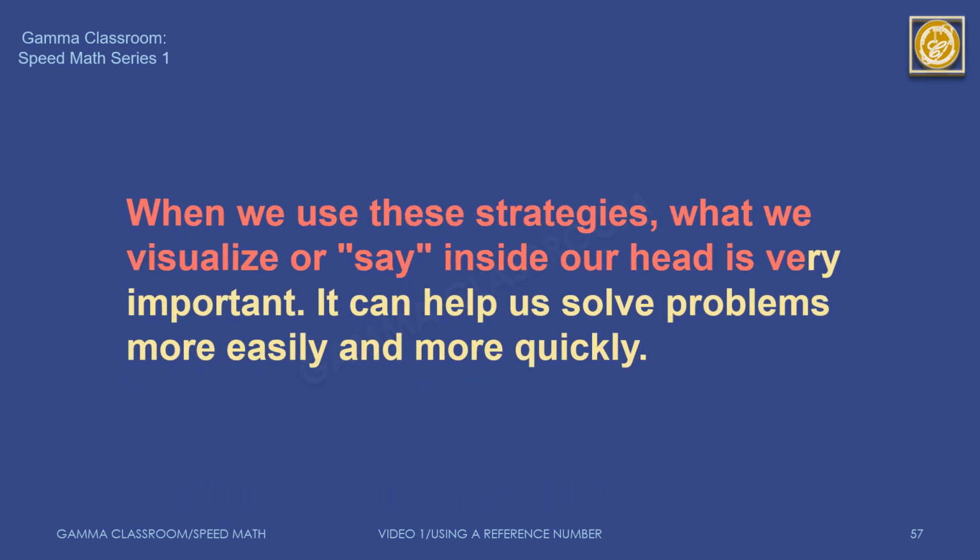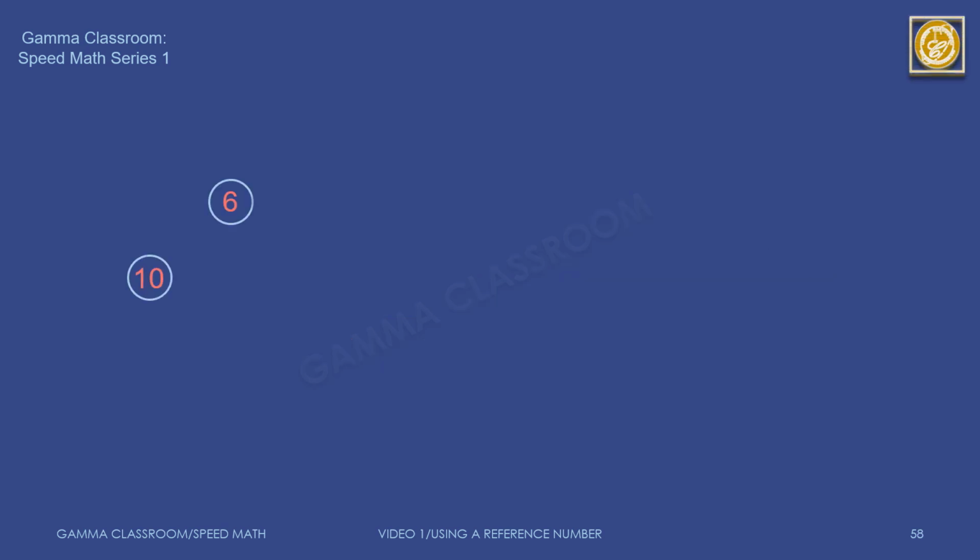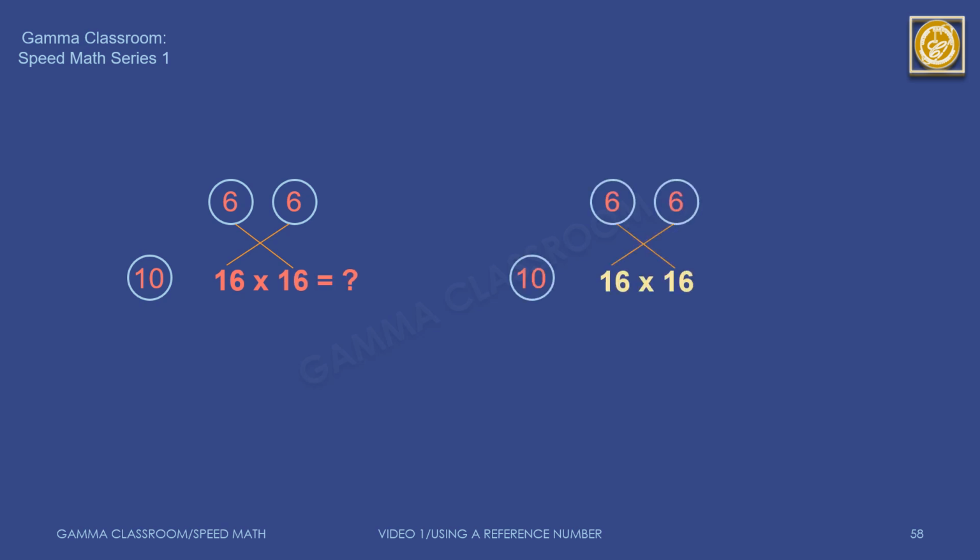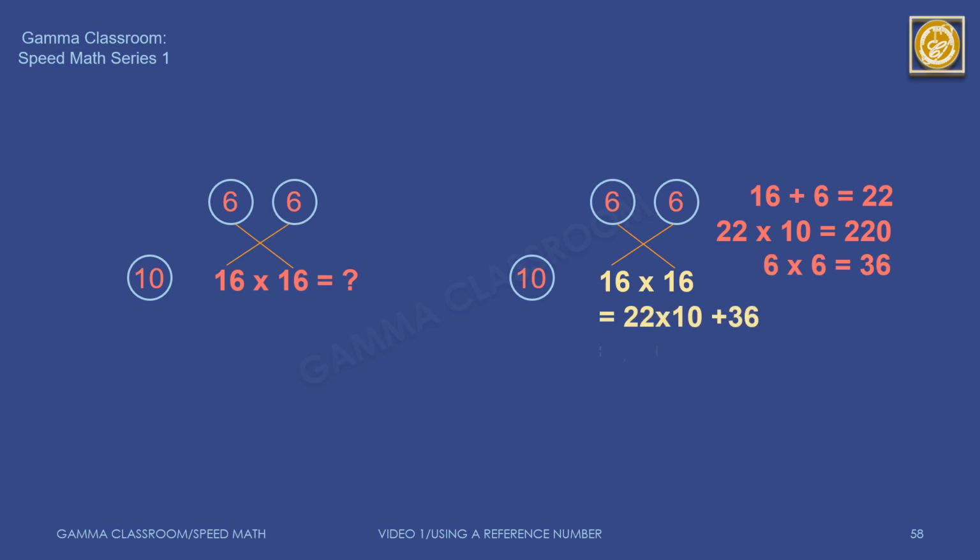When we use these strategies, what we visualize or say inside our head is very important. It can help us solve problems more easily and more quickly. Let's calculate 16 times 16 and then look at what we would say inside our heads. Adding diagonally, 16 plus 6, from the second 16, equals 22. 22 times 10 equals 220. 6 times 6 is 36. Add the 30 first, then the 6. 220 plus 30 is 250, plus 6 is 256.